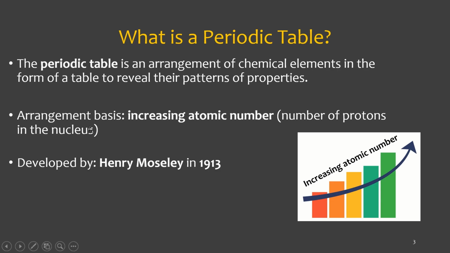So the arrangement basis, this is a very important point: increasing atomic number. And what is atomic number? The number of protons in the nucleus. This periodic table is also termed the modern periodic table, and it was developed by Henry Moseley in 1913.